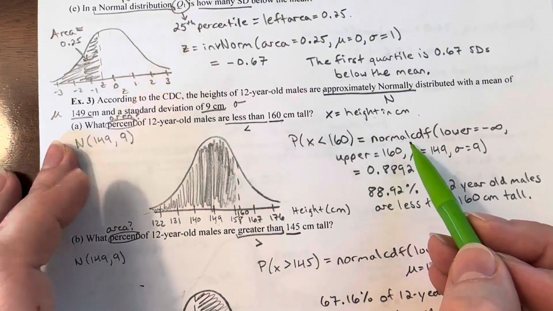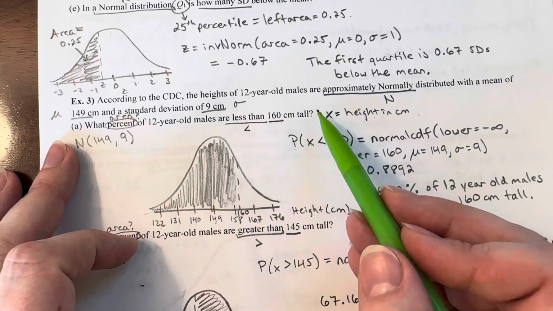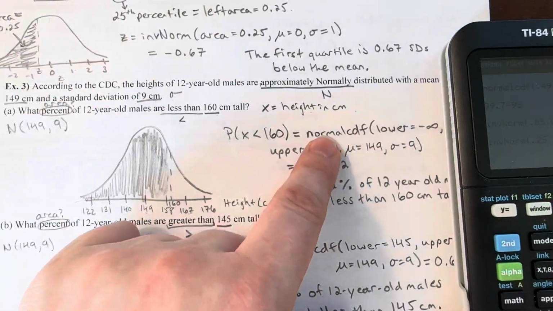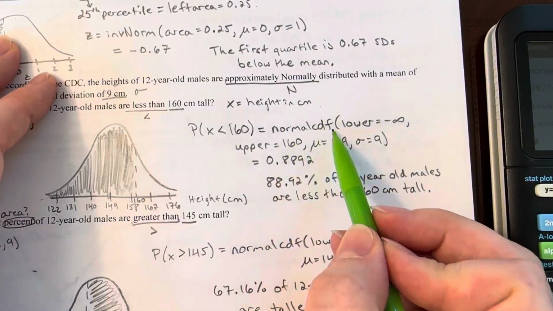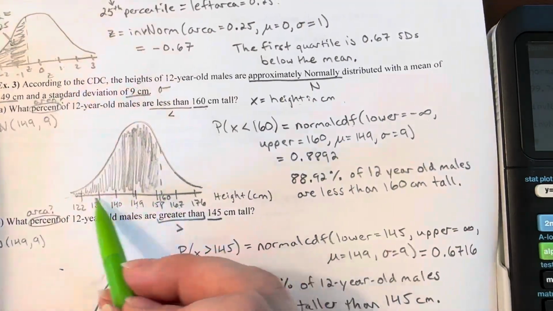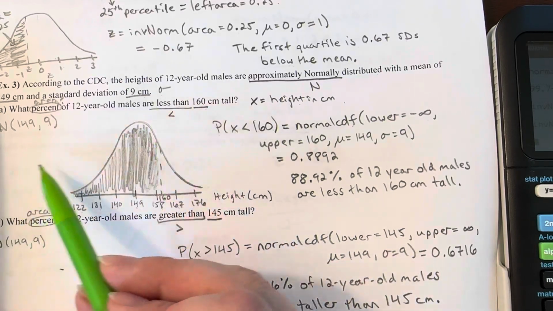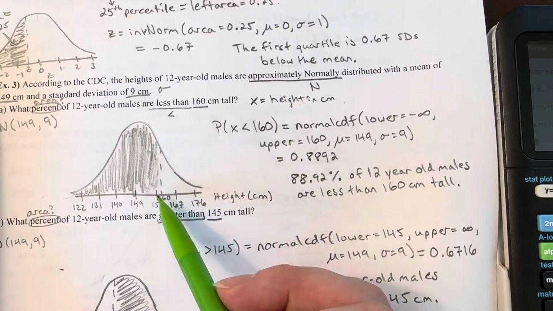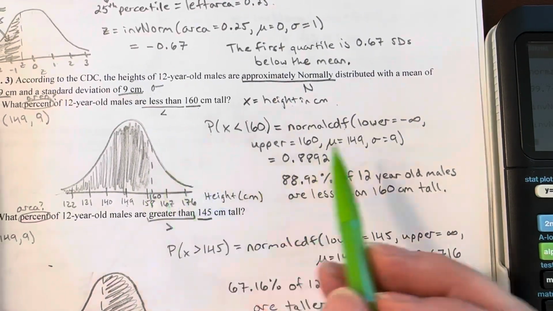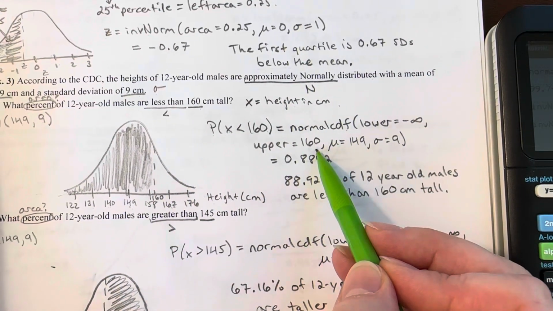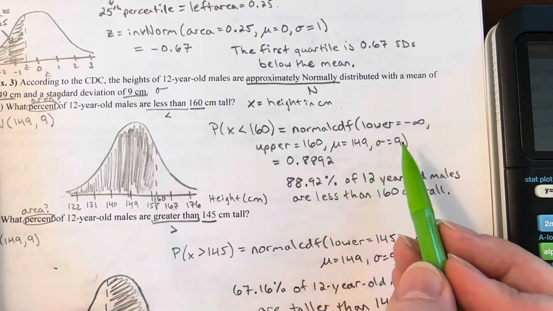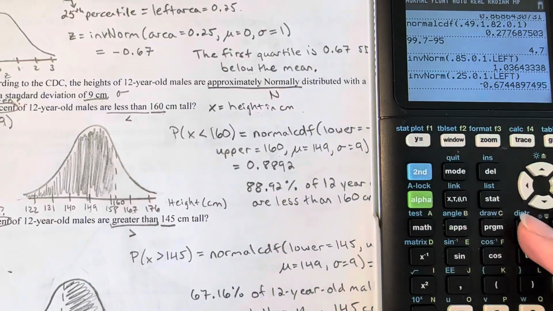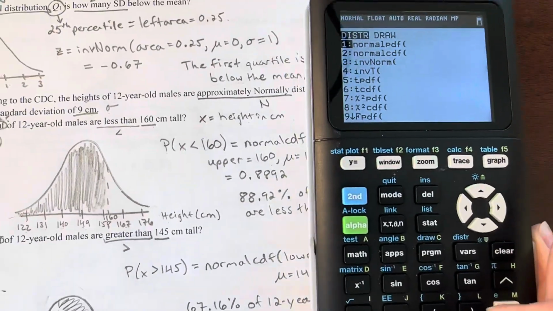And in order to go from boundary to area, when area is what you're trying to find, you're going forwards, which is normal CDF. So for my normal CDF, my lower bound is going to be negative infinity because less than doesn't have a boundary on the left. You're constantly going smaller. But it does have an upper boundary. I need to know what I'm going less than, which means my upper is 160. Mean is 149, standard deviation 9, and I'm going to type that in. So second vars to get to distribution.